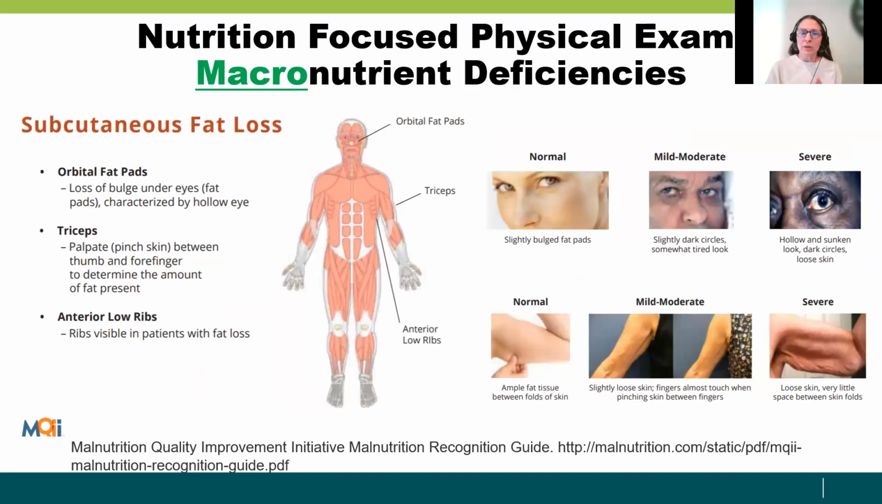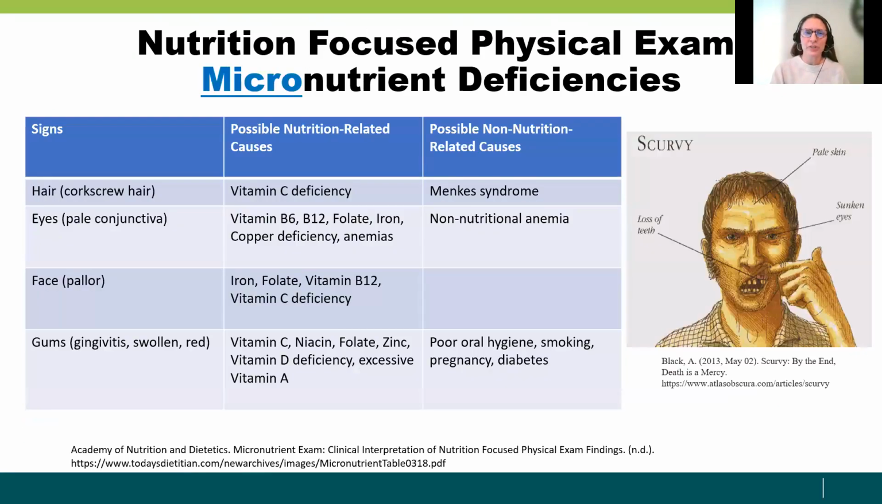So the areas that we can check for fat loss include the orbital fat pads. This is under the eyes, where there's a little fat pad. With malnutrition, there's more of a hollowing of the eye, or a sunken-in eye. The triceps is another area, and the anterior low ribs is another area. So these are things that dietitians are now trained on to assess for fat loss and muscle wasting.